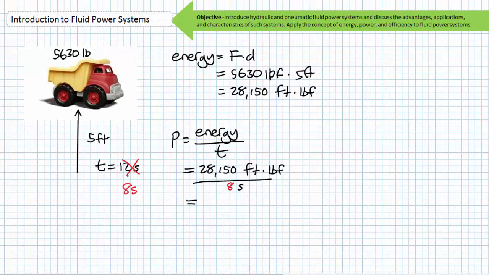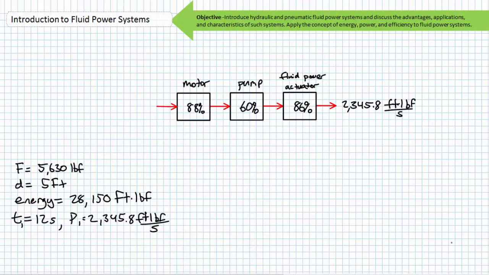28,150 foot-pounds force over 8 seconds yields approximately 3,518.8 foot-pounds force per second. If we wanted to convert this to horsepower or watts, a simple unit conversion shows us that this necessitates approximately 6.4 horsepower, or equivalently a 4.8 kilowatt system. Note those illustrated example problems neglected any complexity and inefficiencies we previously discussed.